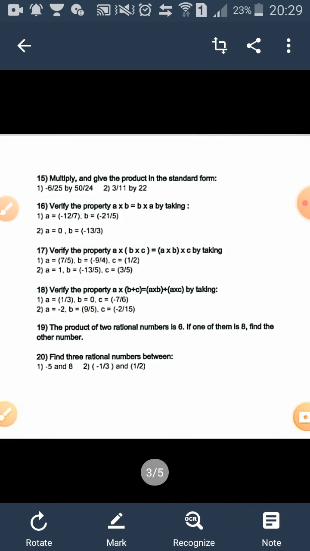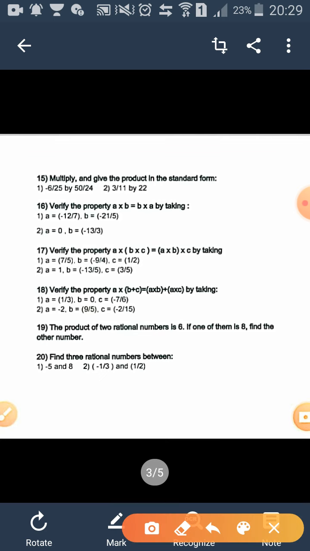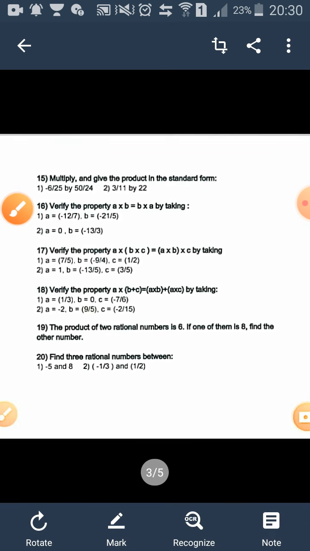Now we will move on to the next type of sums, where they ask you to multiply minus 6 by 25 into 50 by 24, and give the product in standard form. Standard form means nothing, you need to cancel it out to the simplest form.